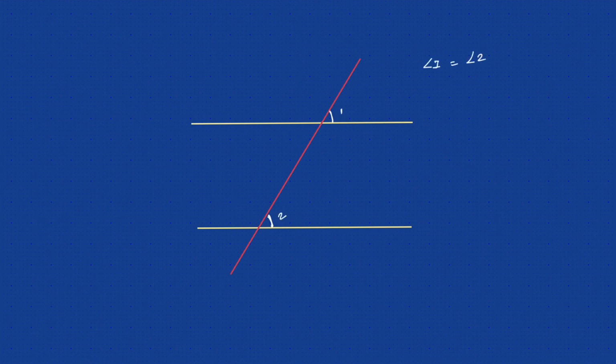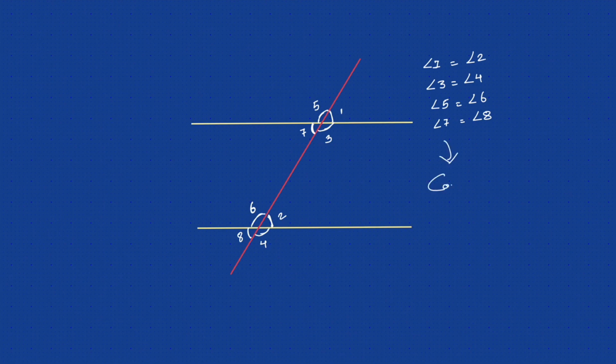Angle 1 will always be equal to angle 2 if I draw a transversal line between the two parallel lines. Also angle 3 will always be equal to angle 4. So 1 will be equal to 2, 3 will be equal to 4. Similarly, 5 will be equal to 6, and 7 will be equal to 8. This will always happen when there are two parallel lines and I draw one transversal line.